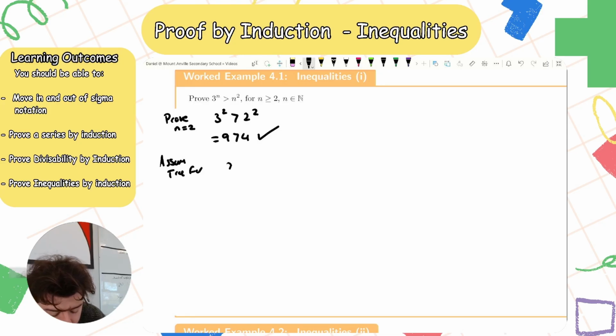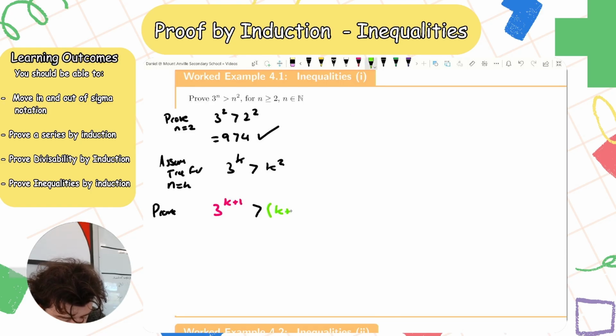Assume true for n equals k. So 3 to the k is greater than k squared. And finally, what we're trying to prove is 3 to the k plus 1 is greater than k plus 1 squared, i.e. we're trying to prove here now A is greater than C. This is what we're trying to prove. So now we're going to prove for n equals k plus 1.